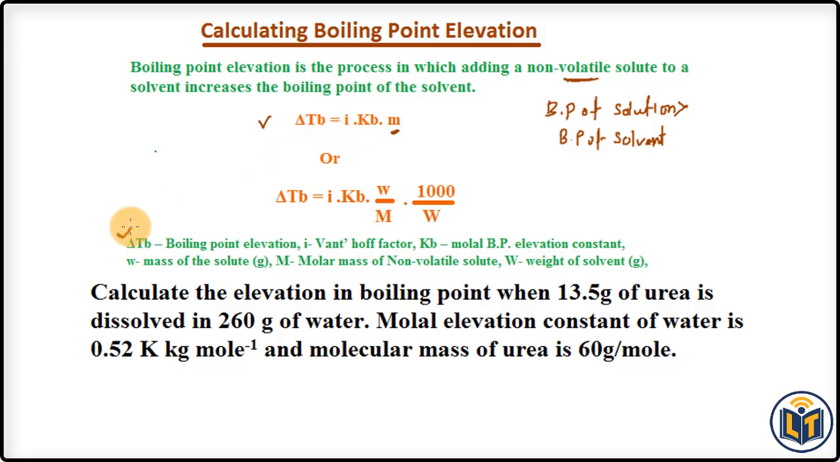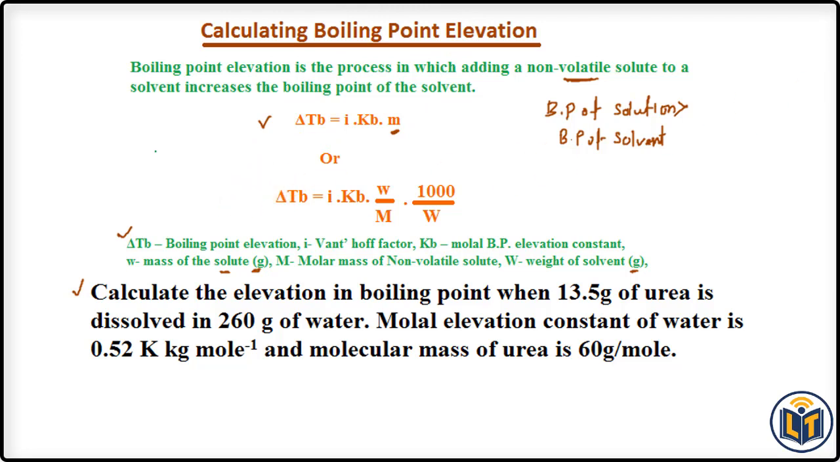I have given the labeling here. Delta Tb is boiling point elevation, i is the van't Hoff factor, Kb is the molal boiling point elevation constant, and small w is the mass of solute, and capital M is the molar mass of the non-volatile solute, and capital W is the mass of solvent. It is in grams, and the solute is also used in grams. This is a problem given here, and in this problem I will show you how you can calculate boiling point elevation by using any of these formulas.